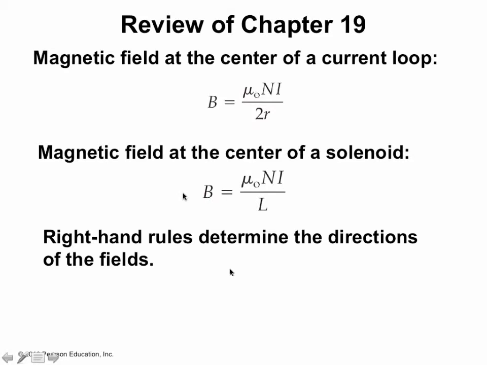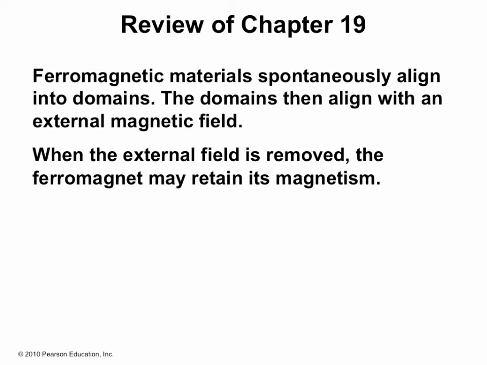Again, right-hand rules apply. Ferromagnetic materials spontaneously align into domains. The domains then align with external magnetic fields. When the external magnetic field is removed, a ferromagnet may retain its magnetism.